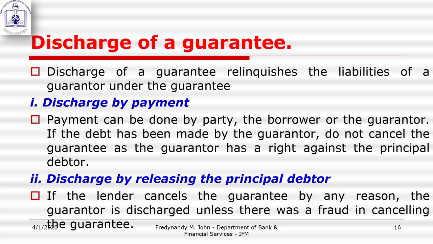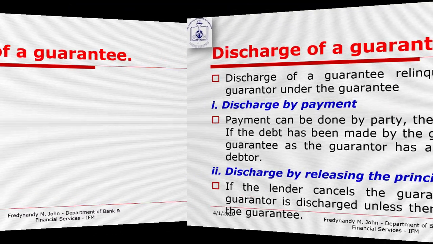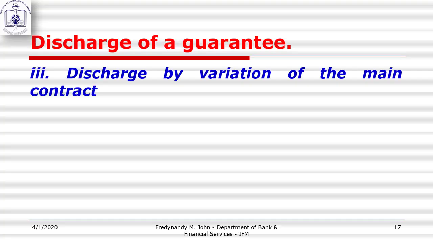So this is simple and clear. The lender or the banker has decided that he no longer wants to hold onto the guarantee contract and for some reasons cancels that particular contract. Automatically the guarantor is discharged.